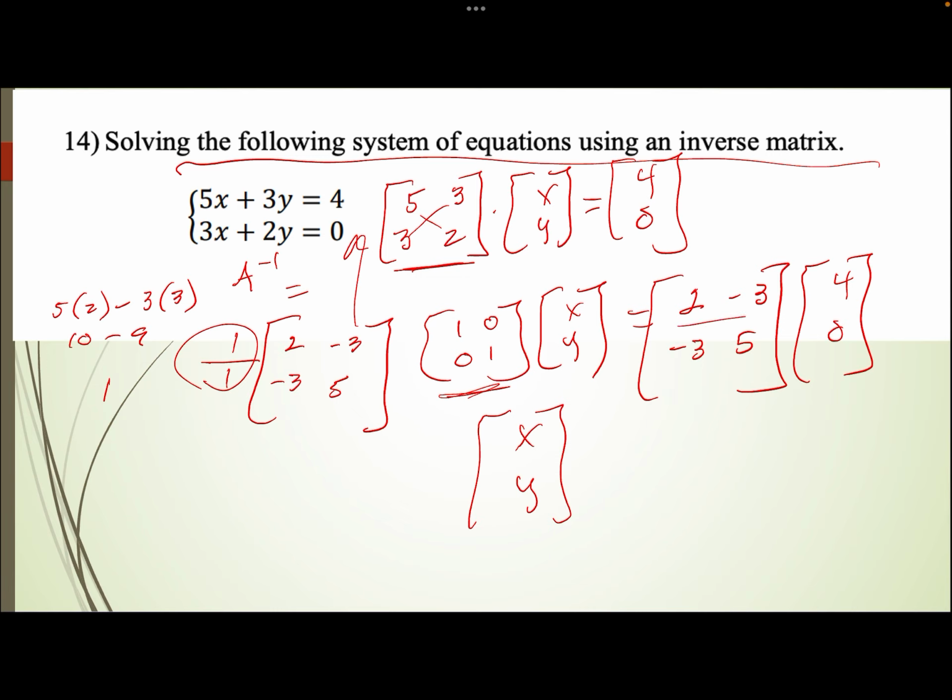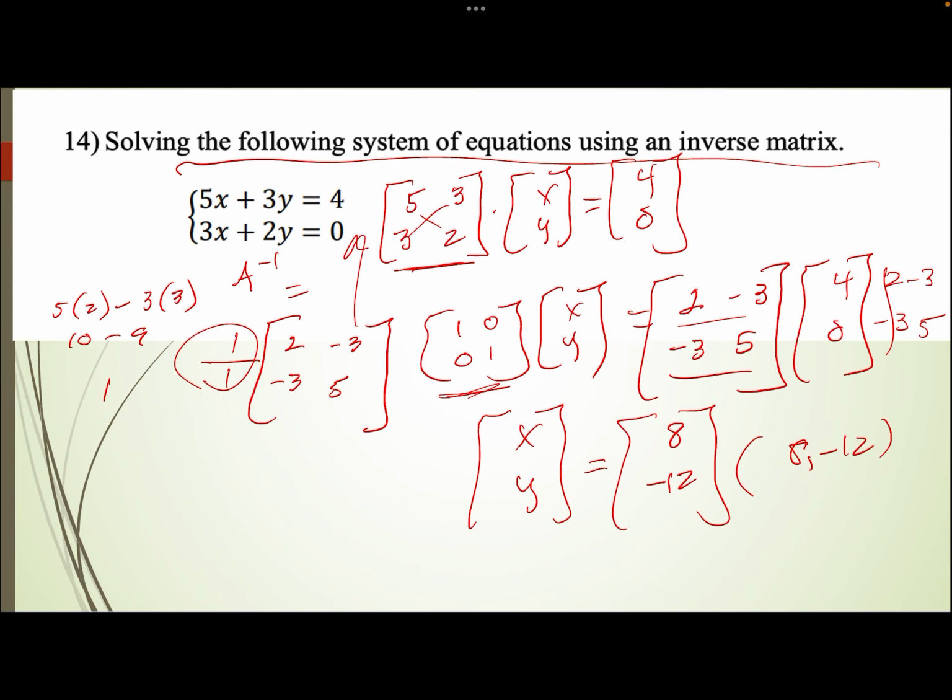And then I take the 2, negative 3, and tip it here. And I get 8 and 0, so I get 8. And then I take the negative 3, 5, and put it here, and I get negative 12. So you can leave your answer like that, or you can write it like this. It doesn't matter either way.